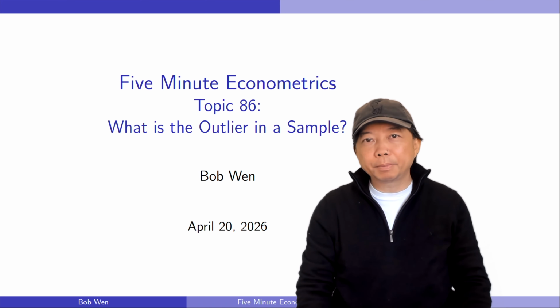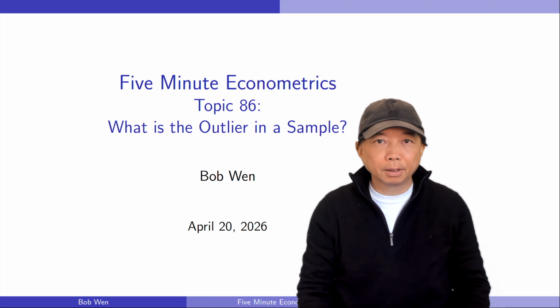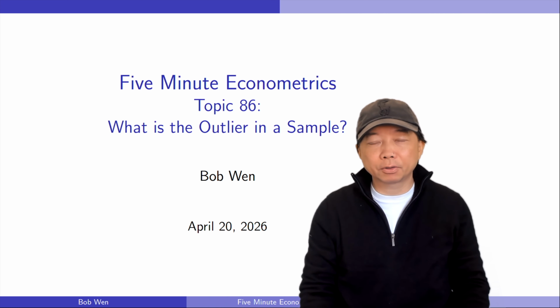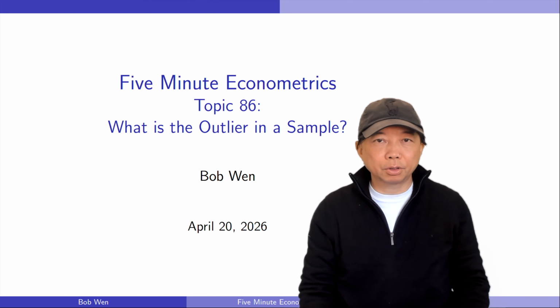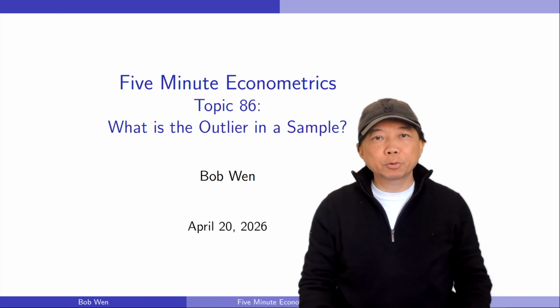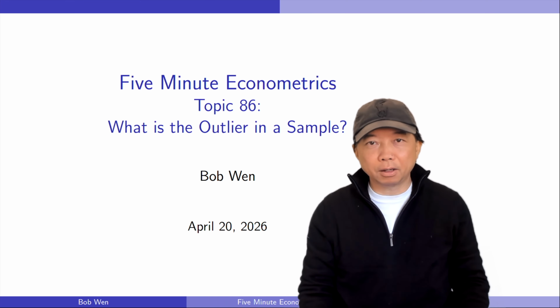In the previous topic, we discussed the first data problem we often encounter in the econometric analysis. It is the sample selection due to missing data. Today, we will explore the second data issue, outliers and inferential observations in a sample.